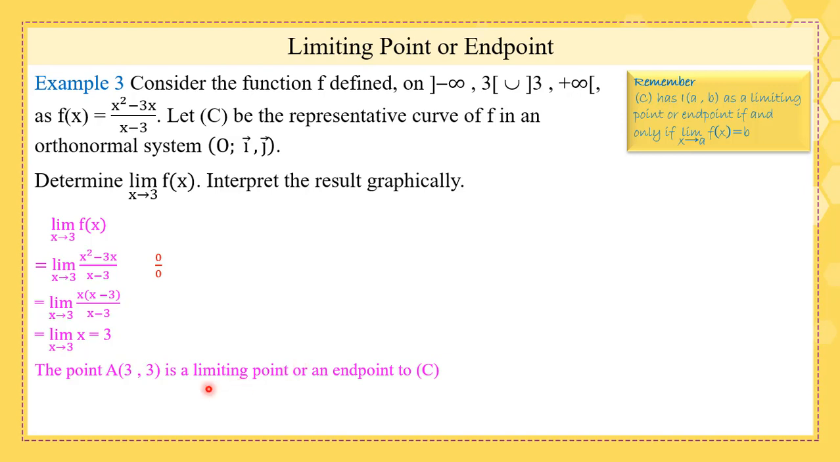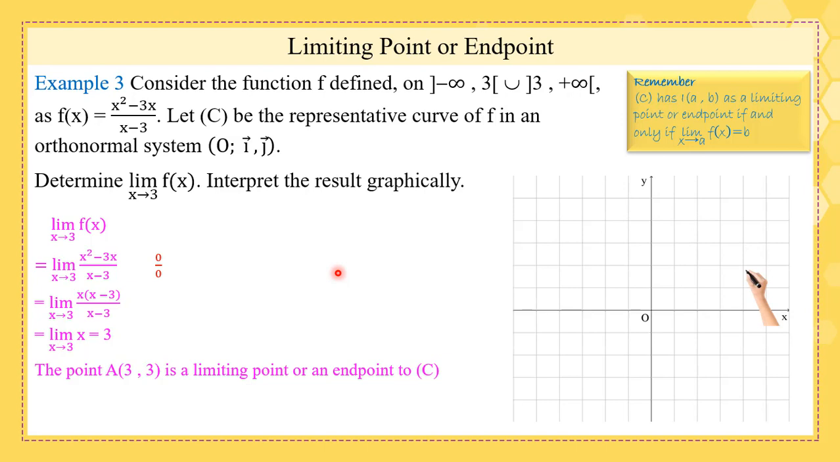Now let's see how we represent it graphically. It means that the point 3, 3 is a limiting point. This is an open point. You see, this is a point that is not on the curve. And now we draw the curve, and the curve in this case is in fact a straight line because the function is y equals x. But the representative curve would be the whole straight line y equals x except point 3, 3. So this is an open point.